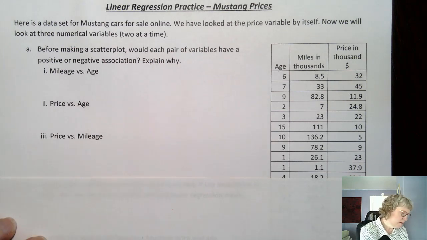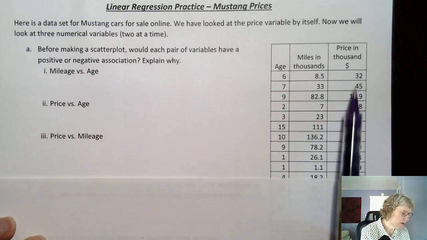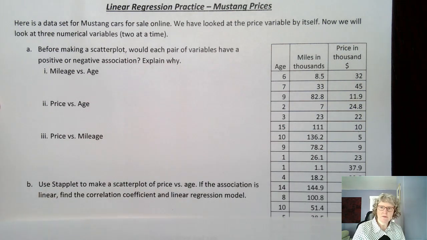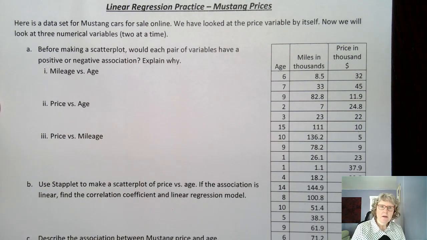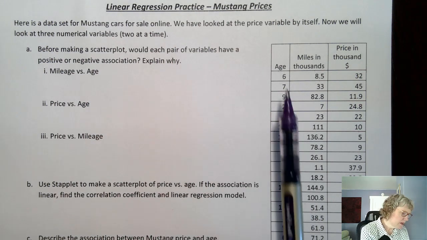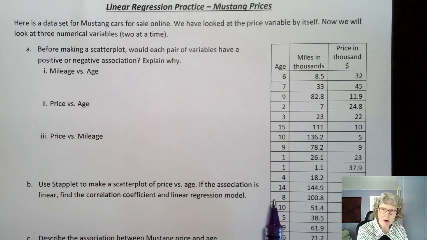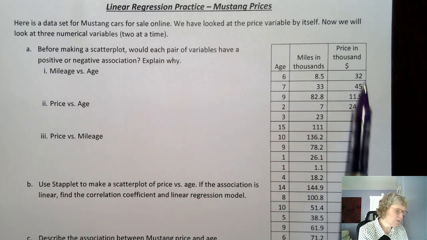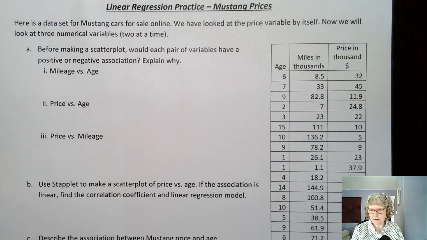We have looked at the price variable by itself, in one of our simulations. I think it may have been the sampling distribution, I can't remember exactly which one it was, but we've seen this price data set. It goes down further. But now we've got more of this data set. We have three variables: the age of each car, the mileage of each car in thousands, and then the price, also in thousands.